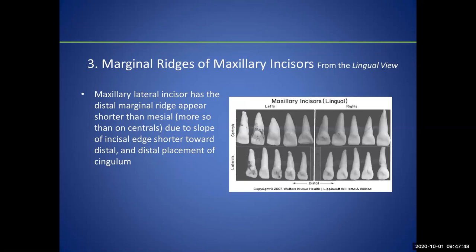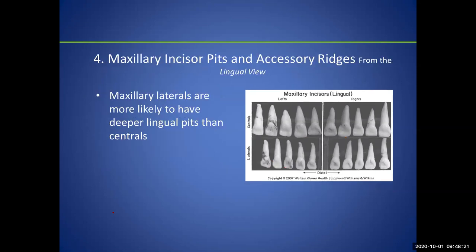From the lingual view, the maxillary lateral incisor has a distal marginal ridge that appears shorter than the mesial, right? So what that's saying is the mesial is longer than the distal. So the incisal edge is not straight versus look at the central. The incisal edge is more straight. Maxillary laterals are more likely to have deeper lingual pits than the centrals.